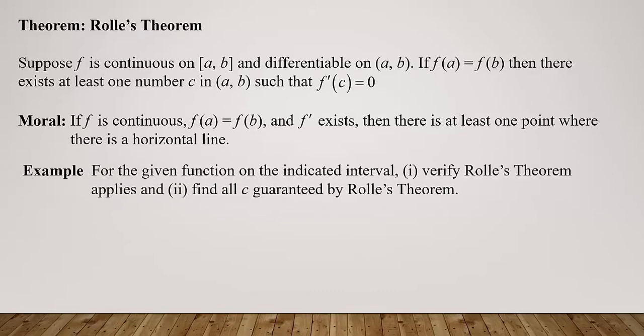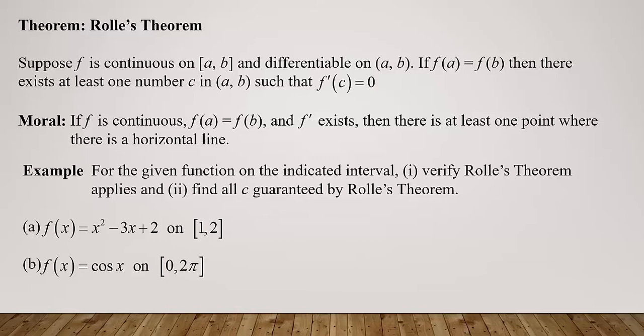So let's look at a quick example. For the functions you'll see below, on the indicated interval, in part 1 we will verify that Rolle's theorem applies. Then in part 2, we're going to find all values of c guaranteed by Rolle's theorem. For part A, we're looking at the function x squared minus 3x plus 2 on the closed interval [1, 2]. And in part B, we'll look at cosine x on the closed interval [0, 2 pi]. So folks, you know the drill. Write both of them down because I'm going to head off to the chalkboard to work through them.